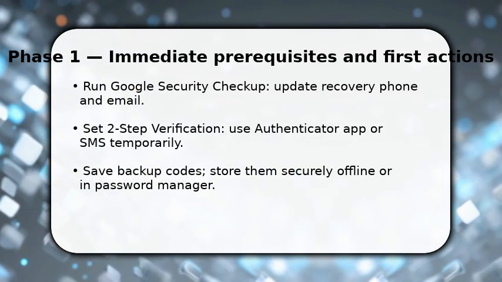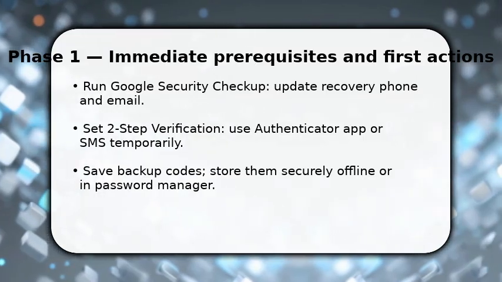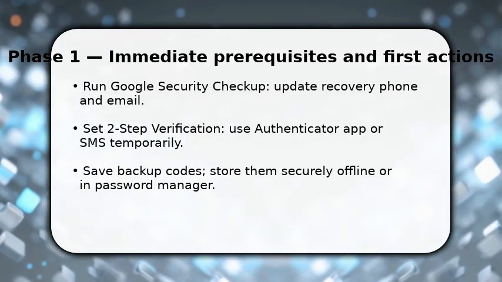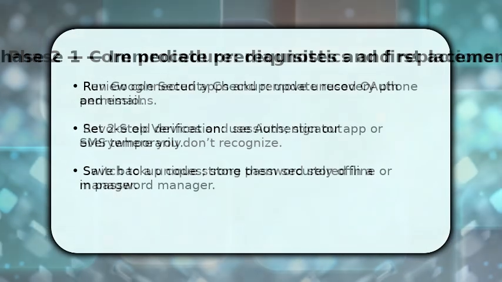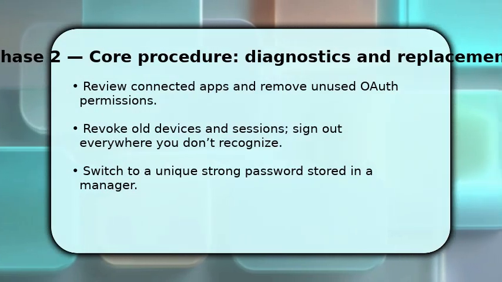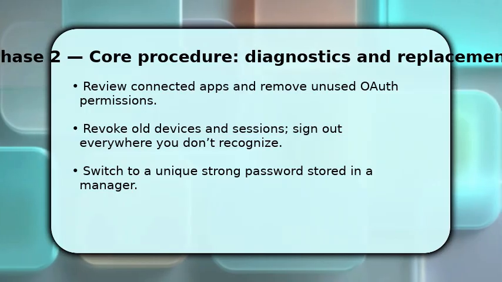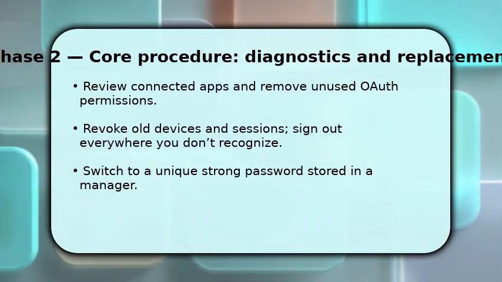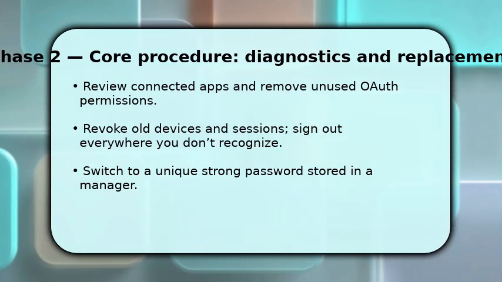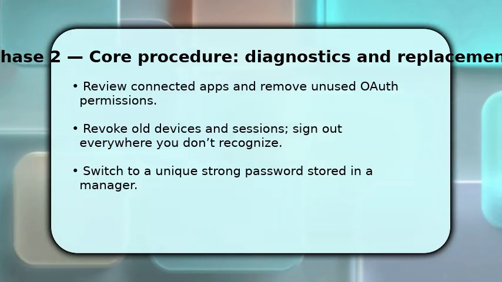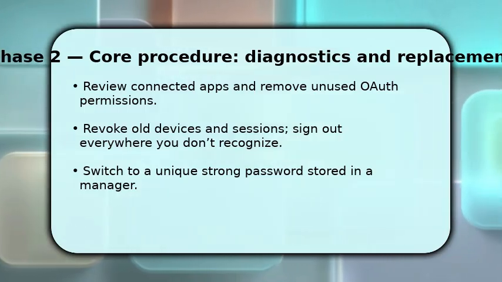Make sure to generate and securely store backup codes. Print or save them in your password manager for account recovery. You now audit third-party access and device sessions to stop hidden entry points. Start by reviewing connected apps and revoke permissions for anything you no longer use. This prevents stolen tokens from granting access.